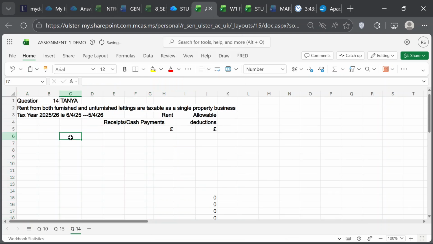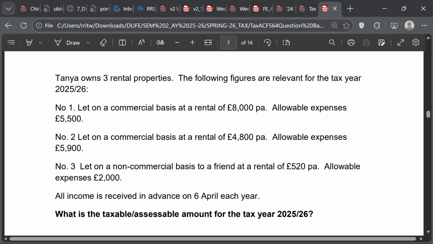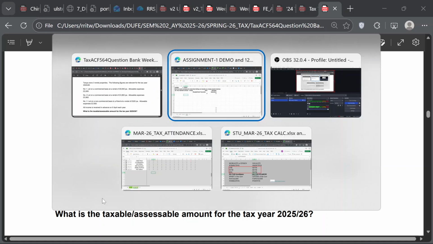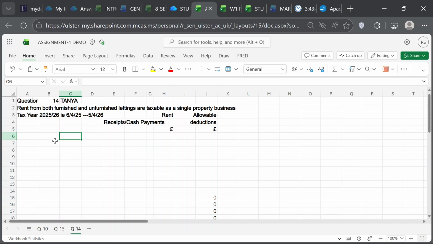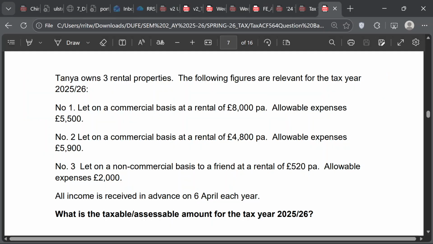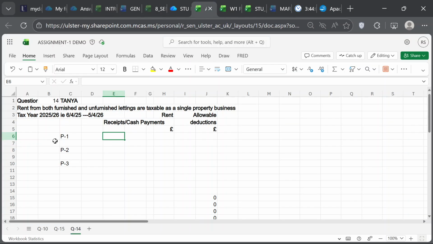Okay, so here you have property 1. So you have 3 properties, right? 1, 2, and 3. So you can write it like this here. P1 is property 1, then P2 is property 2, and P3 is property 3. So here you get property. What is the receipt amount? In P1, how much did they get? 8,000. So you have to write 8,000 here.